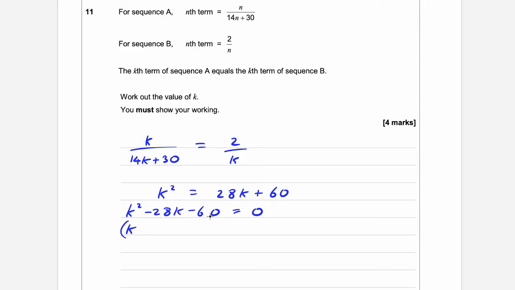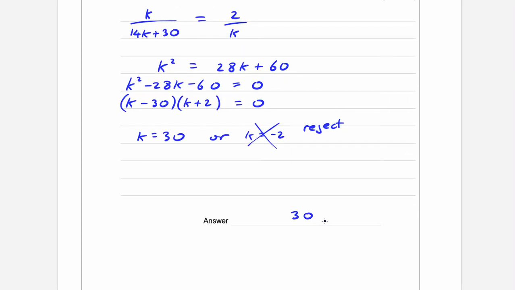k, what multiplies to give you 60 and adds to give you minus 28? I'm going to go with 30 and 2, definitely. So it's going to be k minus 30 and k plus 2. Just make sure you know how to do that, guys. Equals 0. So k equals 30 or k equals negative 2. It's the kth term, guys. You cannot have a negative value for a term in a sequence. So I'm just going to reject that one, and the answer is 30. There we go.